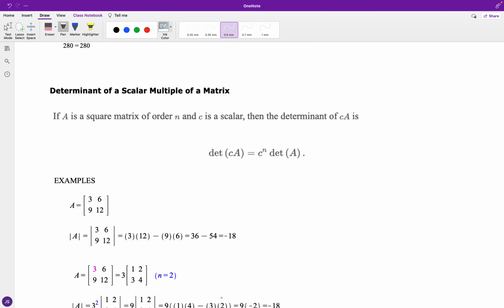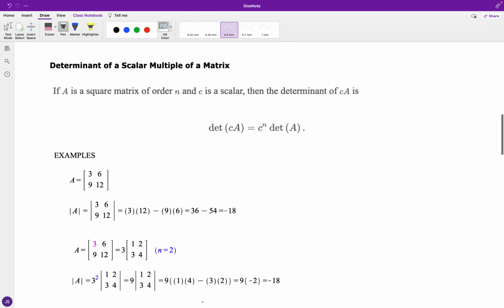So we have the matrix A as 3 times 1, 2, 3, and 4, and again we have a 2 by 2 matrix, so the value of n is 2, in reference to the number of rows and columns. Looking at the rewrite, the value C is 3, that's the scalar multiple, and n, the number of rows and columns, is 2. Following through, the determinant of matrix A is the scalar 3 to the second power times the determinant of 1, 2, 3, 4. So you have 9 times the determinant of 1, 2, 3, and 4.